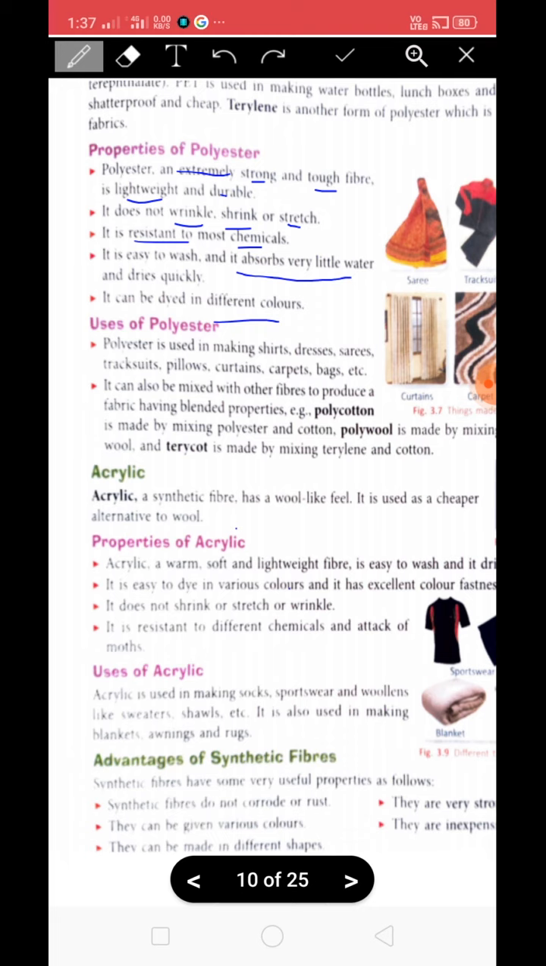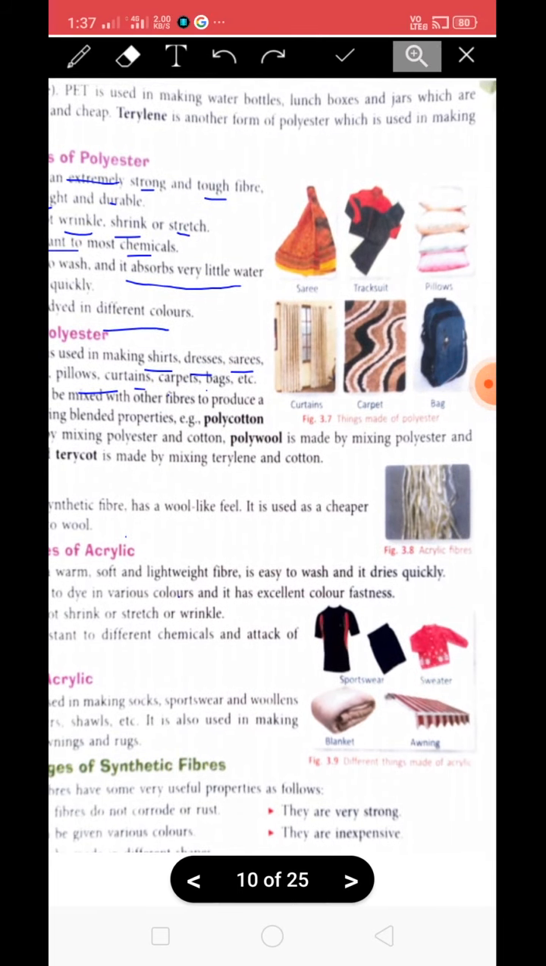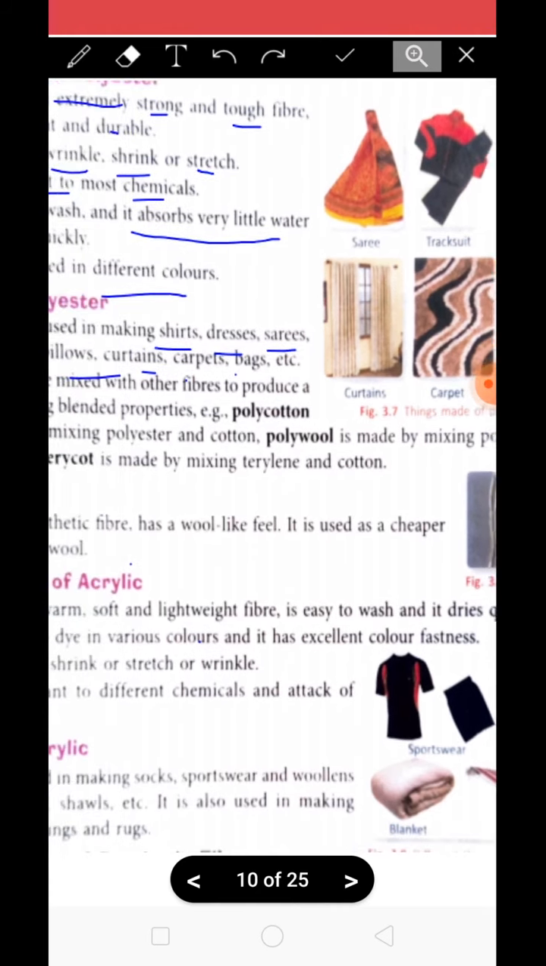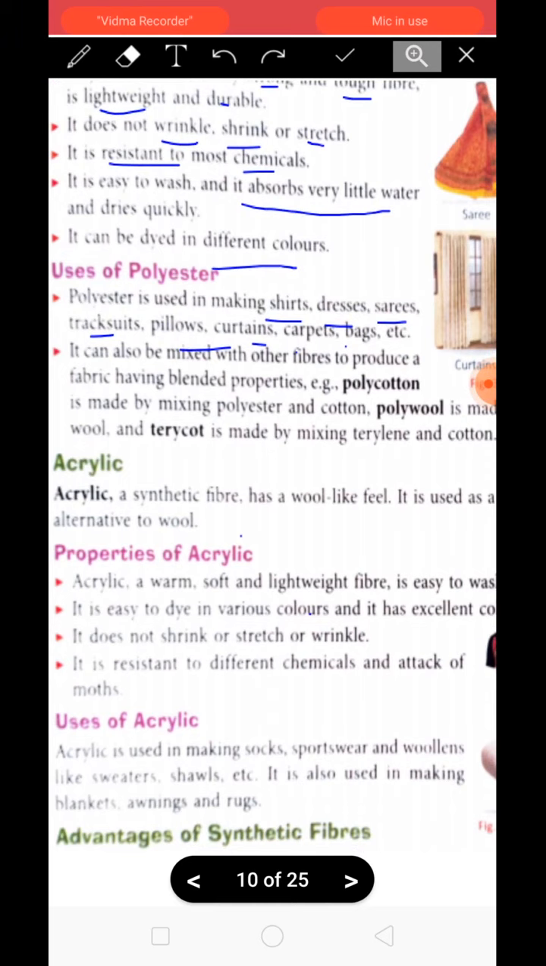Now, uses of polyester. What are the uses of polyester? It can be used for making shirts, dress sets, saris, tracksuits, pillows, curtains, carpet bags, etc. As you can see over here, we have pictures of these clothes, showing the different kinds of cloth matter that we are going to make out of this polyester.